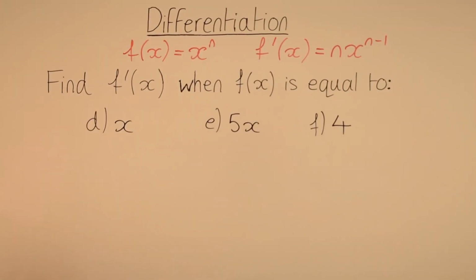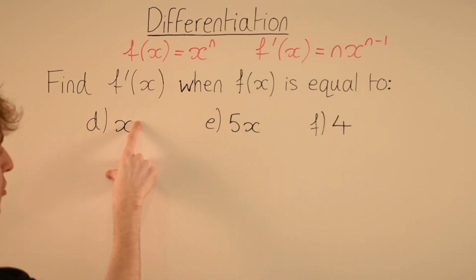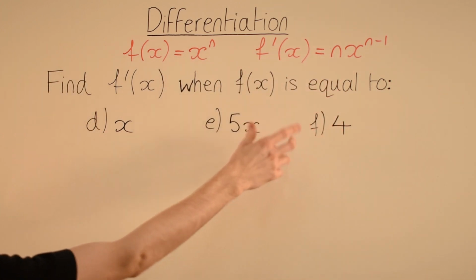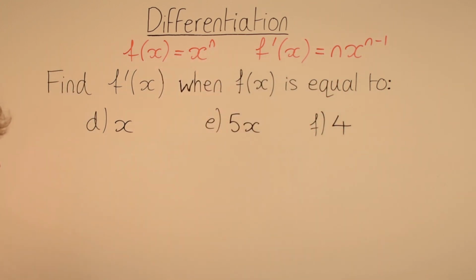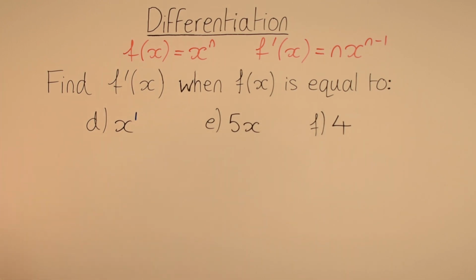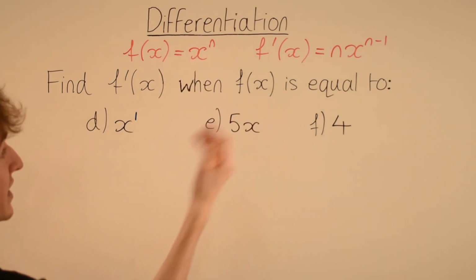In this next example, we've been asked to differentiate simply x. It's not clear what the power of x is, and if we're going to use the rule that we've been using before, we need to know what that power is. We can write x as x to the power of 1, because anything to the power of 1 is just itself, so n is 1.